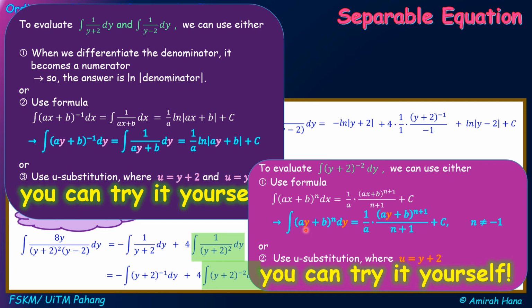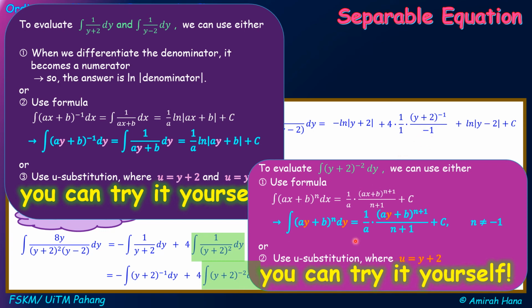A is the coefficient of y. So 1 over 1 times, and then we write the bracket ay plus b, meaning y plus 2, to the power of n plus 1. Our original n equals negative 2, so we plus 1, and we have negative 1. Then over n plus 1, where n is negative 2 plus 1, equals negative 1 here.